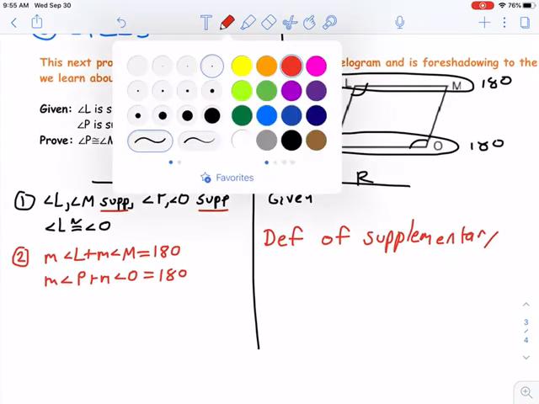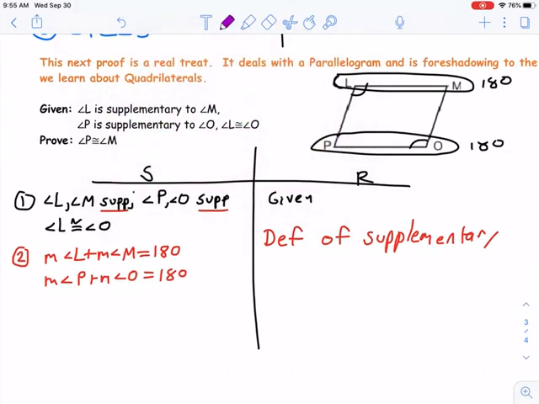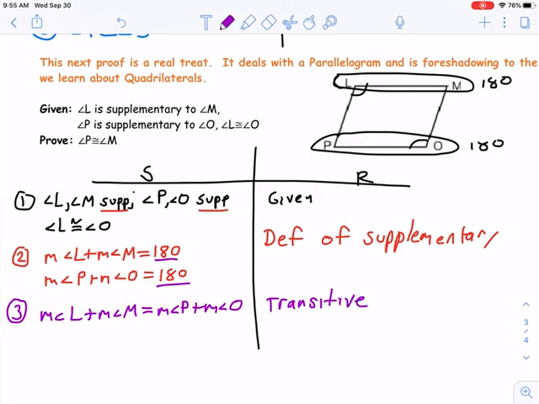Okay, now they both equal 180, so you're probably saying, well, they both equal 180, so I know they're going to equal each other. Transitive. Since they both equal 180, they both equal the same thing, they must equal each other.